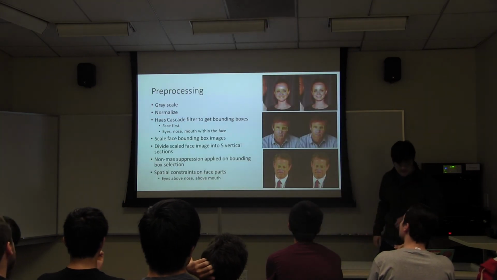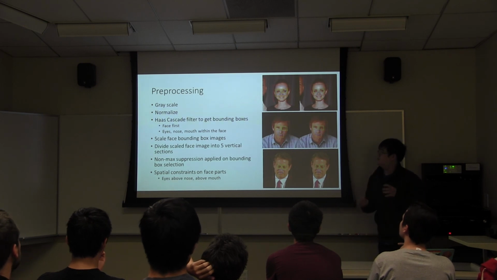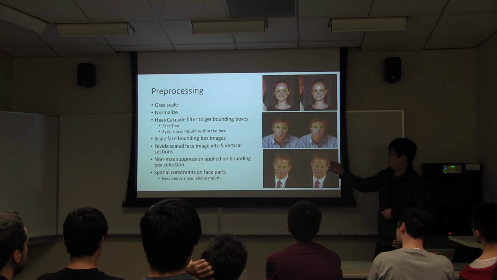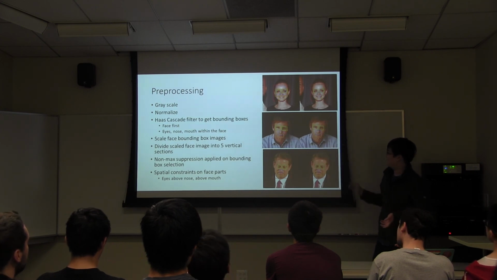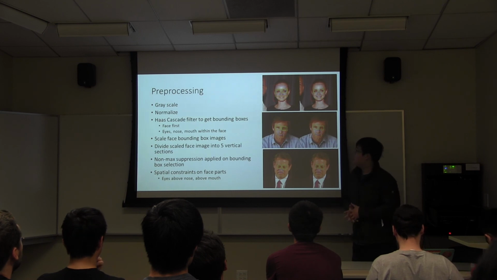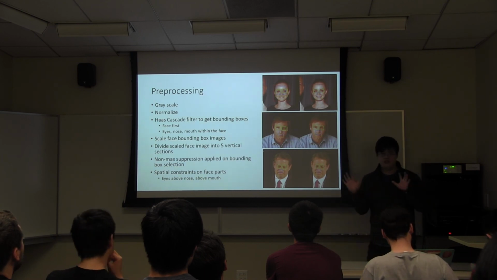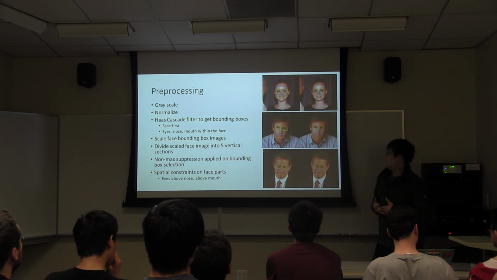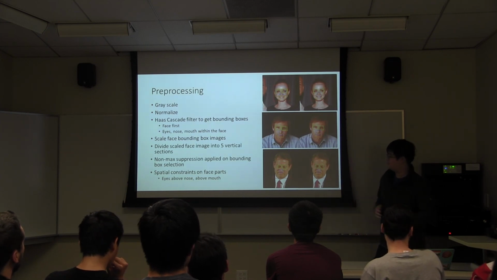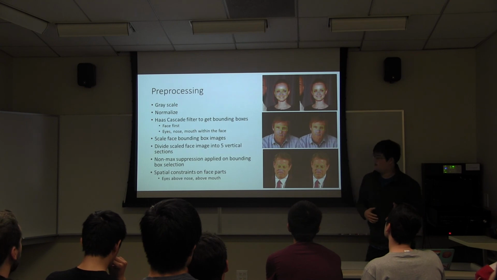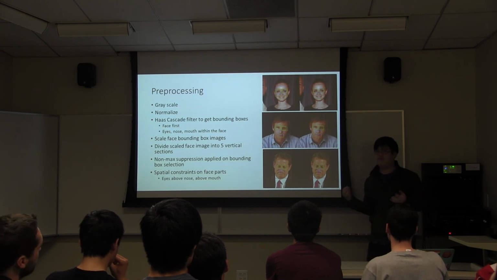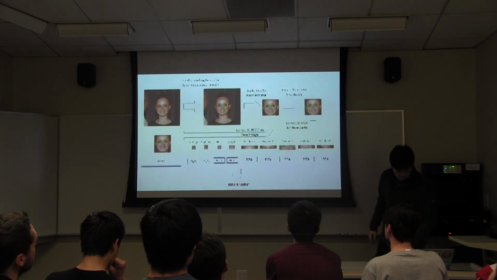So for pre-processing, for each image, I made it into grayscale, normalized the values, and then used a Haar cascade filter, actually. And you get the bounding boxes for the face, the eyes, the nose, and the mouth. I also made sure to scale the face images so that they should all be the same size. And I also divided that scaled face image into 5 parts to get more components. I used non-max suppression on the bounding box selection and also spatial constraints on face parts, so your eyes should be above the nose, which should be above the mouth.